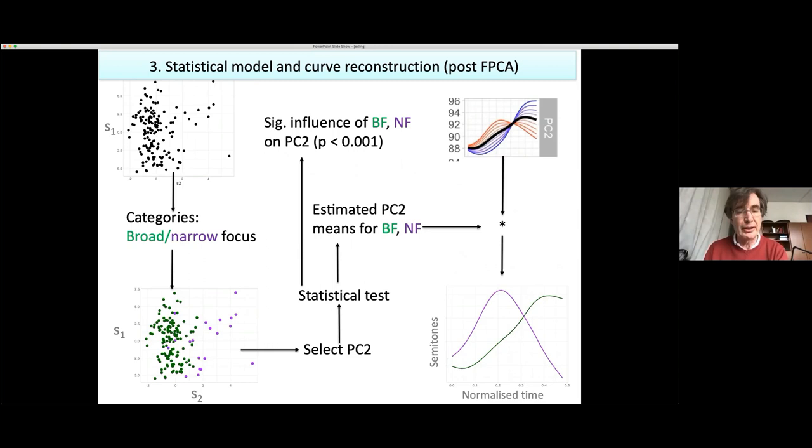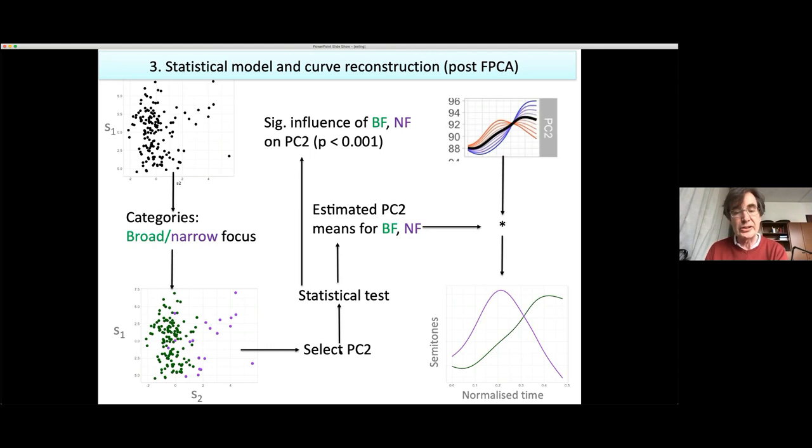Now that we've done this, we can supply the category labels. Green is for broad focus, purple is for narrow focus. You can see here that PC1 is not that useful for distinguishing between broad and narrow focus, but PC2 is, so we select that.